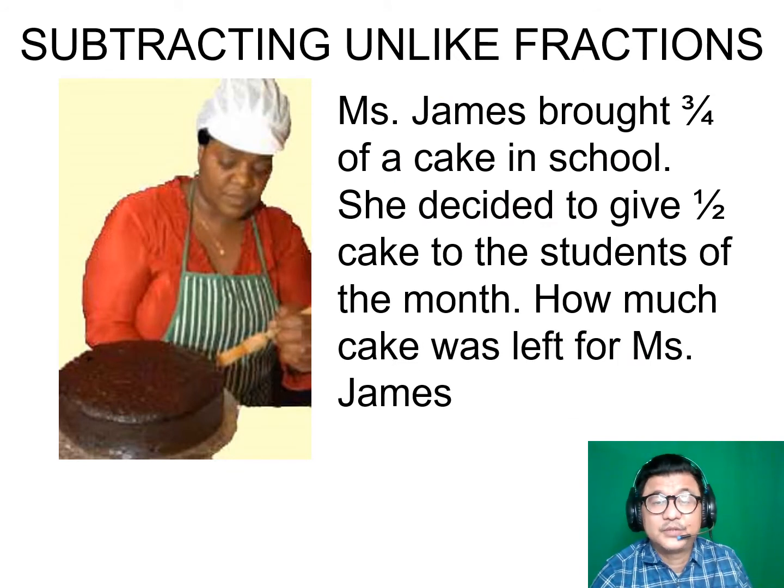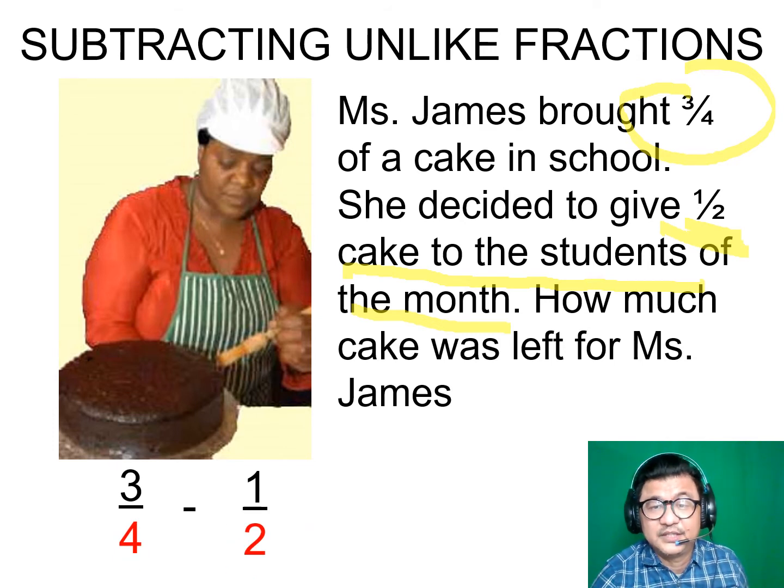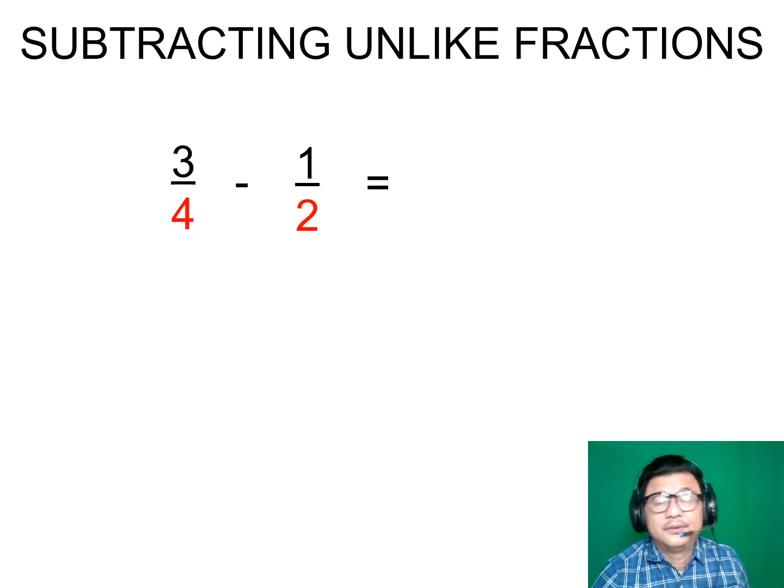Okay, now we're subtracting unlike fractions or dissimilar fractions. Miss James bought 3/4 of a cake in school. Wow, just 3/4, not the whole thing? Yeah. But she decided to give half cake, half to the students of the month. How much cake was left for Miss James? So, obviously, because you're giving it away, you subtract them. Okay, 3/4 minus 1/2. Now, again, the wrong way. I'll show you the wrong way.